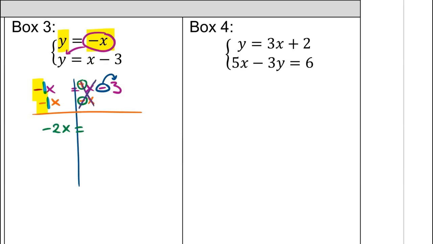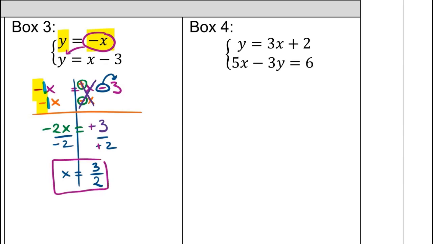You have x and I take away x from you, so you have 0 on the right side. Bring down the negative 3. Then to get x by itself, you're going to divide by negative 2 on both sides. So x equal to 3 over 2, positive, because negative over negative is positive.